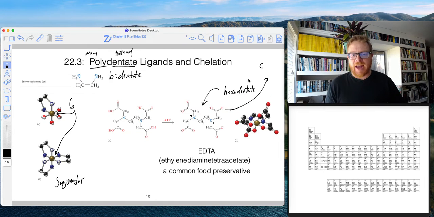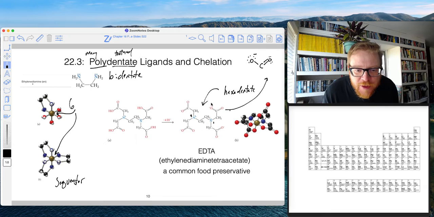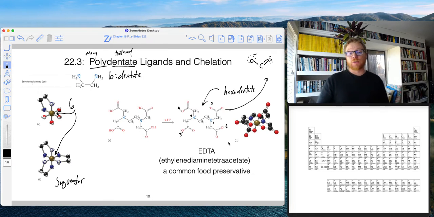So there's a carbon atom, and it's showing you here this resonance structure. But I'll draw it without the resonance structure. There's an oxygen double bond, and then there's an oxygen single bond that's negatively charged. And we can see now that we have 3, 4, 5, 6 of these things. So this makes EDTA a hexadentate ligand.